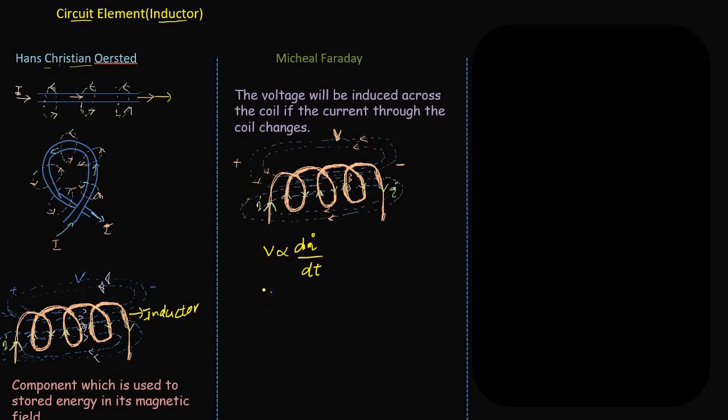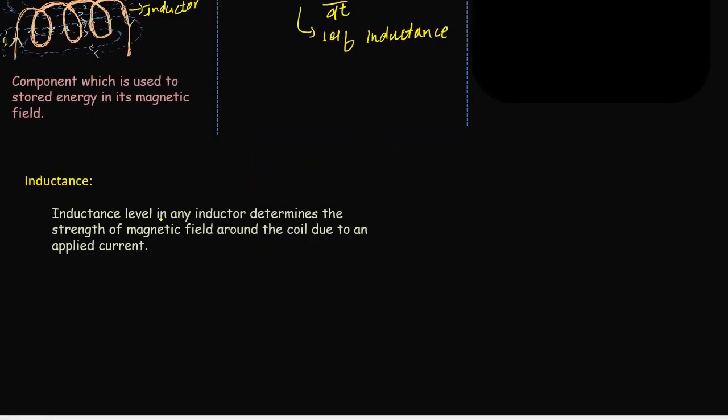Now to remove the sign of proportionality, the self-inductance of the inductor will be involved, where this L is basically the self-inductance of the coil. And this self-inductance is defined as the inductance level in any inductor that determines the strength of the magnetic field around the coil due to an applied current. So if the inductance level of any inductor is high, then as a result the induced voltage will be high.